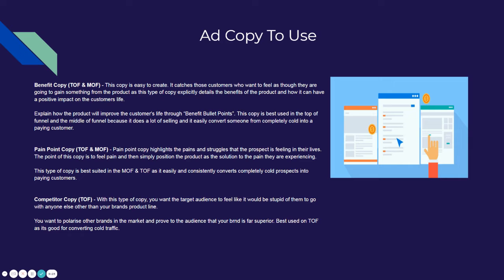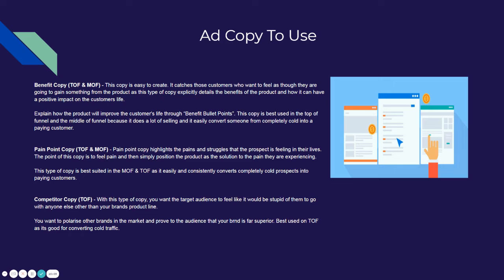Benefit-driven copy. You can use this in top of funnel and middle funnel. This copy is easy to create. It catches those customers who want to feel as though they are going to gain something from the product, as this type of copy explicitly details the benefits of the product and how it can have a positive impact on the customer's life. Explain how the product will improve the customer's life through benefit bullet points. This copy is best used in top of funnel and middle of funnel because it does a lot of the selling, and it easily converts someone from completely cold into a paying customer.